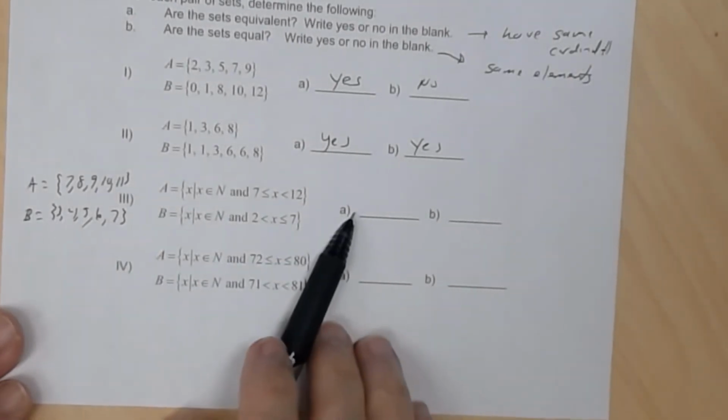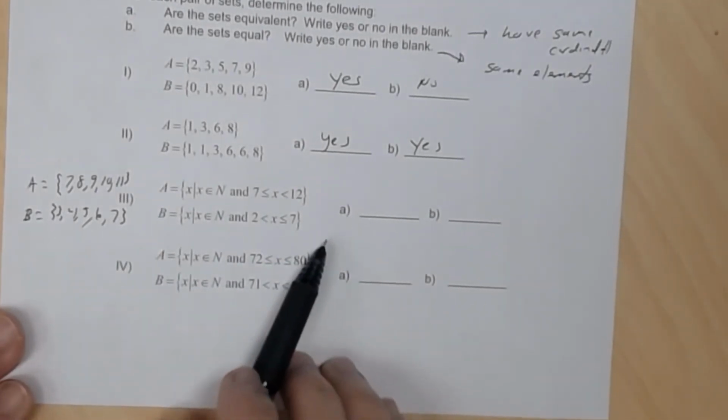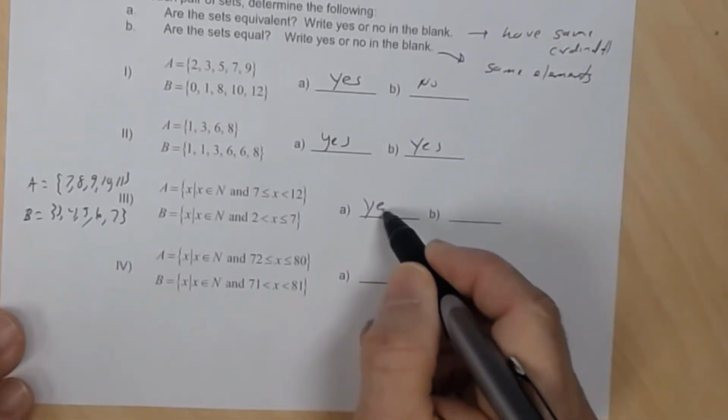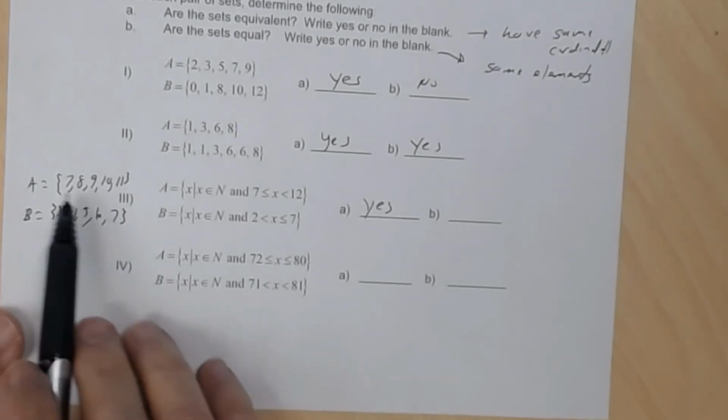All right, so let's answer B. The idea of equivalent, they have the same cardinal number, 1, 2, 3, 4, 5, 1, 2, 3, 4, 5. So yes, they are equivalent. Are they equal? No, they don't have the same elements.